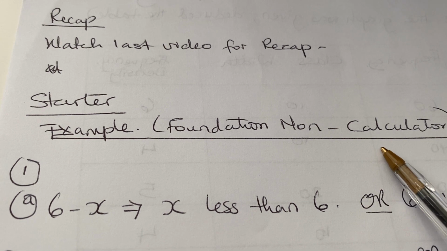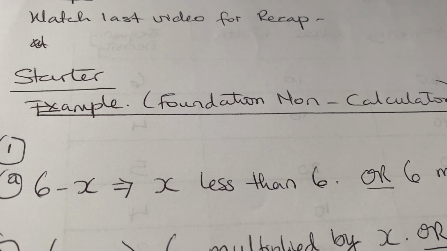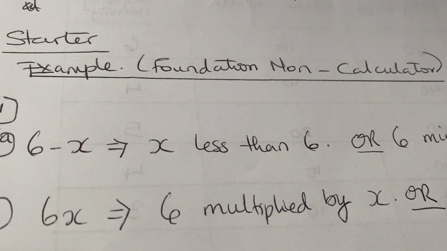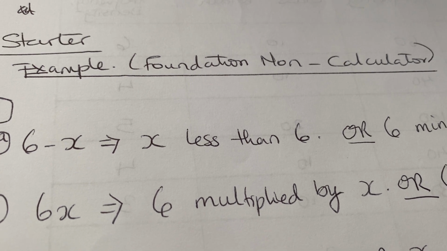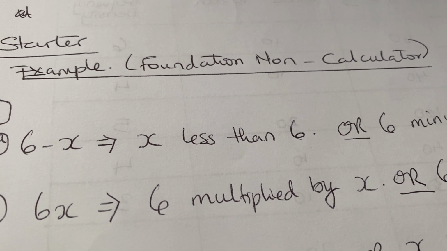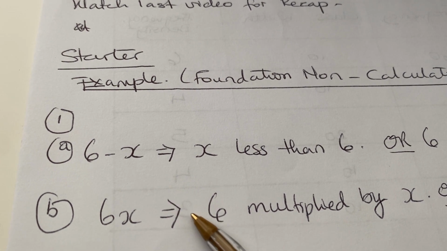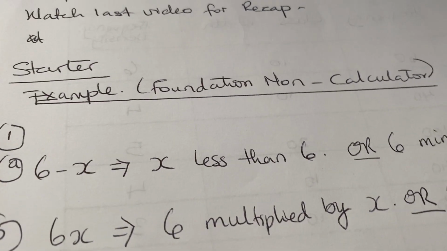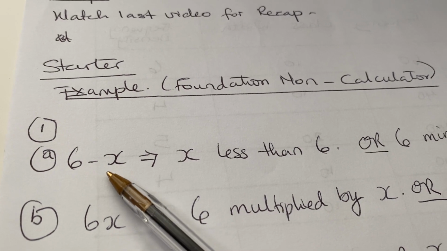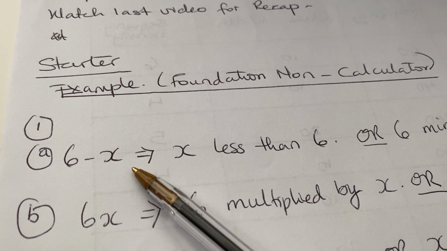Example, our starter. This is another foundation non-calculator paper, and this can also come in the higher paper. The first one, they give you 4 of these and then ask you to circle one. Maybe they write 6 less than x or 6 more than x or something. So the first one here is 6 minus x. If it's 6 less than x, you can also go by this, because if you take x from 6, you have 6 less than x.